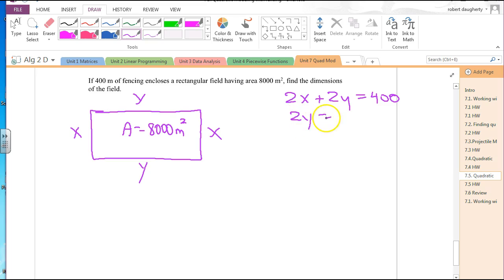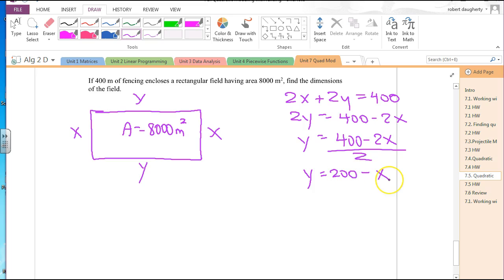So 2Y is equal to 400 minus 2X. Y is equal to 400 minus 2X over 2. Or Y is equal to 200 minus X when I divide everything by 2. So now I know that this side is 200 minus X, and this side is 200 minus X. Now, what do I do now to find the dimensions of the field?